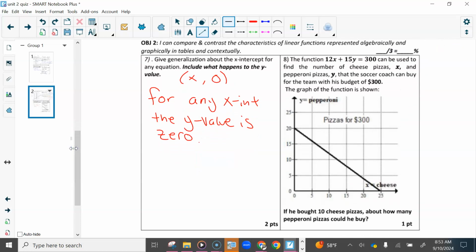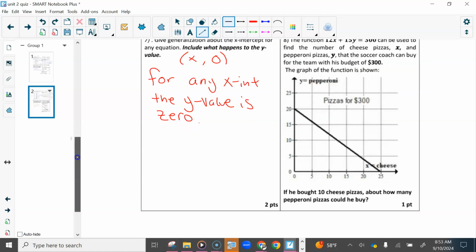Alright, and then this last one, the function 12x plus 15y equals 300 can be used to find the number of cheese pizzas, x, and pepperoni pizzas, y, that the soccer coach can buy for the team with his budget of $300. The graph of the function is shown. So we have that equation in a graph. If he bought 10 cheese pizzas, about how many pepperoni pizzas could he buy?